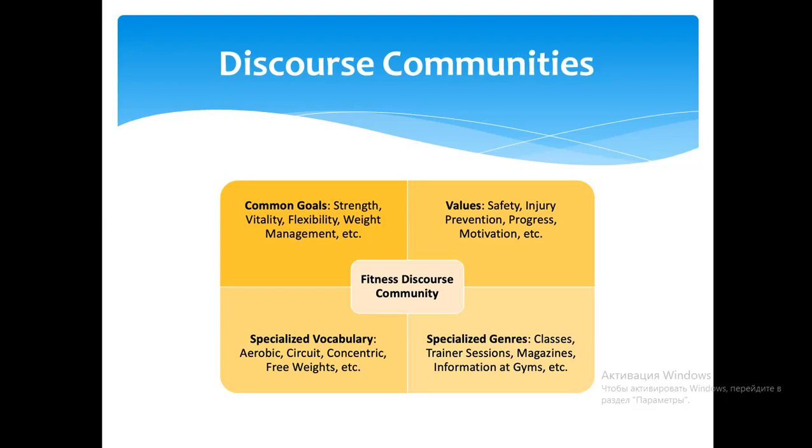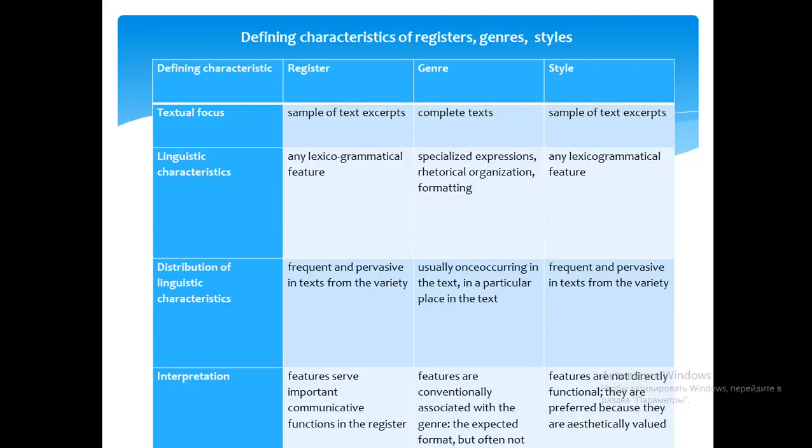When we look at it in this way, genres are not just text types that are structured in certain ways and contain certain linguistic features. They are important tools through which people, groups, and institutions define, organize, and structure social reality. Defining characteristics of registers, genres, and styles.